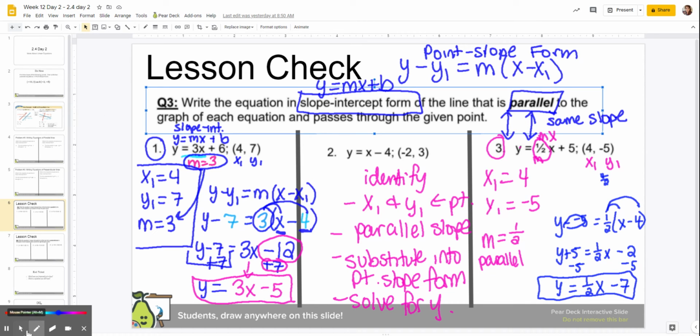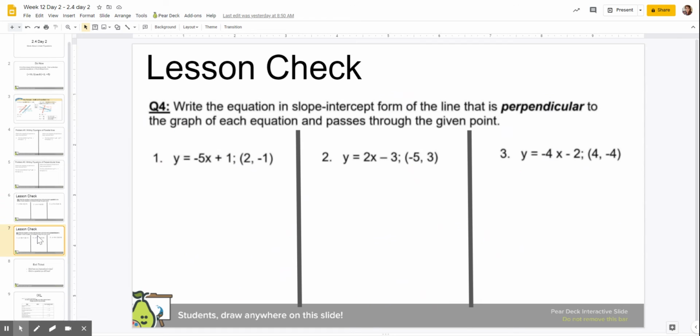What we're going to do now is go over the perpendicular, because I know that is the one that most students struggle with. So if we look at the second example, we're doing the same exact thing, except it wants us to write an equation in slope-intercept form, given that it is perpendicular to the graph of each equation and passes through each point. So once again, just like before, we need to figure out what our coordinate points are for x1 and y1 and our perpendicular slope.